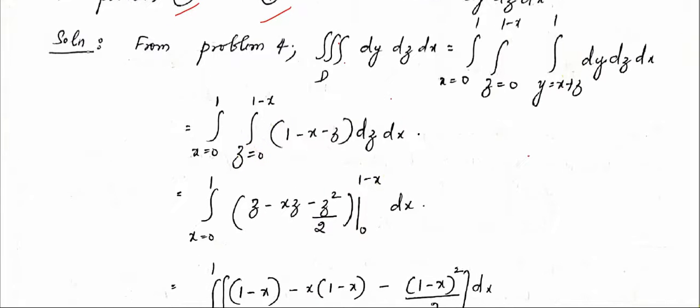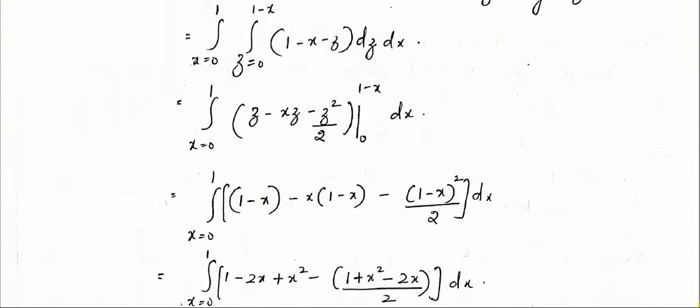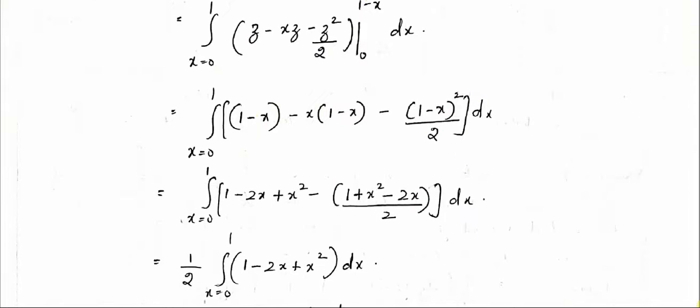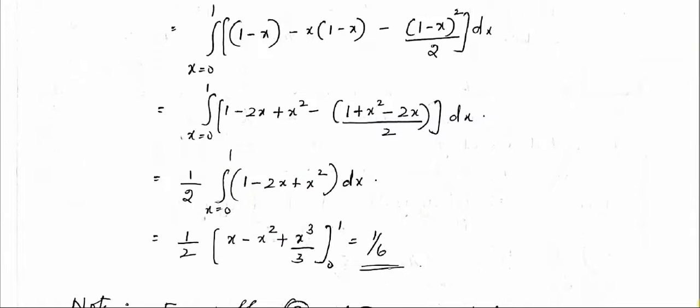Now what happens next? x varies from 0 to 1. Substitute for z everywhere as 1 minus x. So x times 1 minus x minus z square, that is 1 minus x square by 2. On simplification, you get 1 by 2 times 1 minus 2x plus x square. Now integrate this within the limits 0 to 1. What do you get? You get the value as 1 by 6.